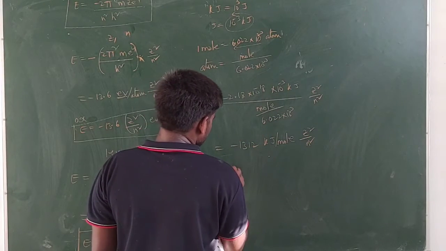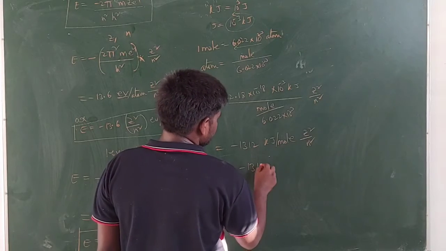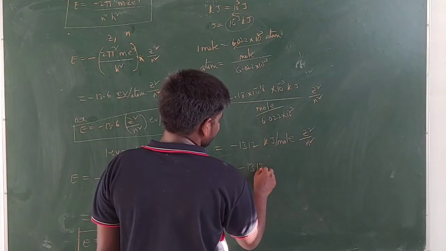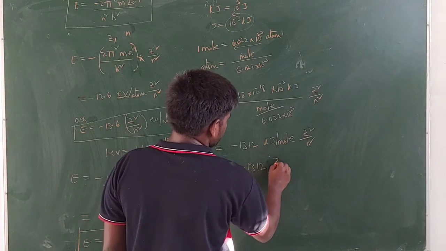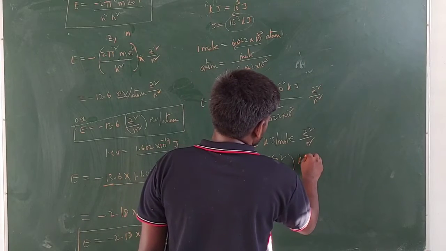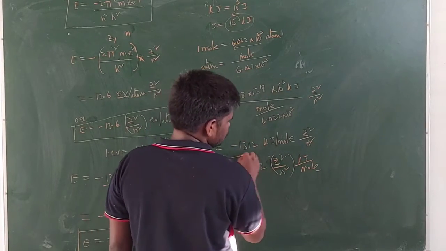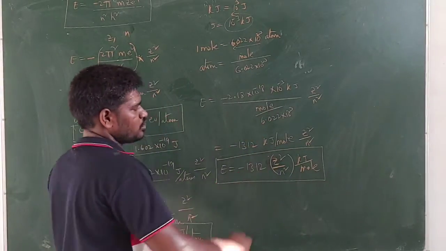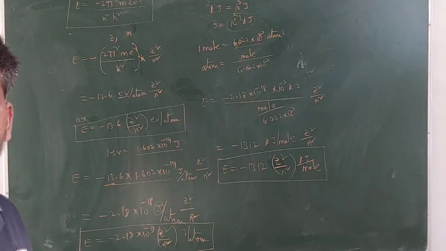So this equation you can write like this also. Energy is equal to minus 1312 Z square by N square into kilojoule per mole. This is the energy of electron in kilojoule per mole. And the next one, kilocalorie per mole.